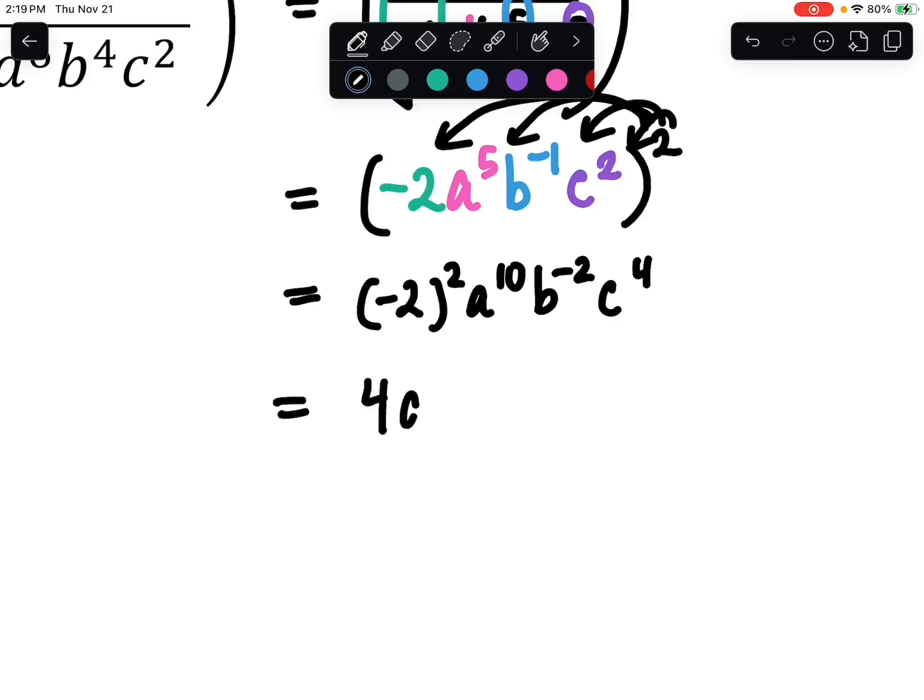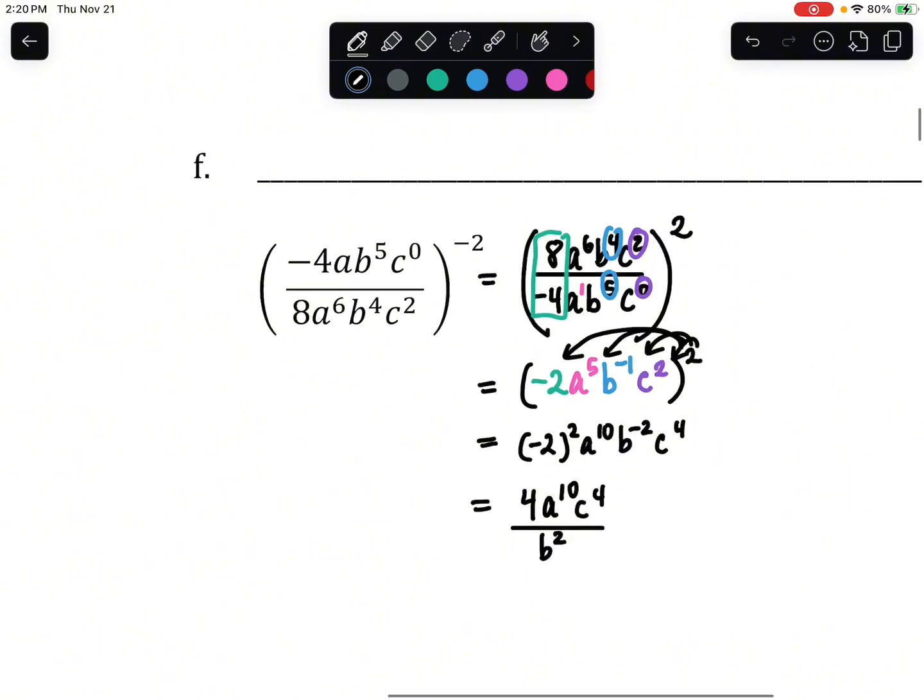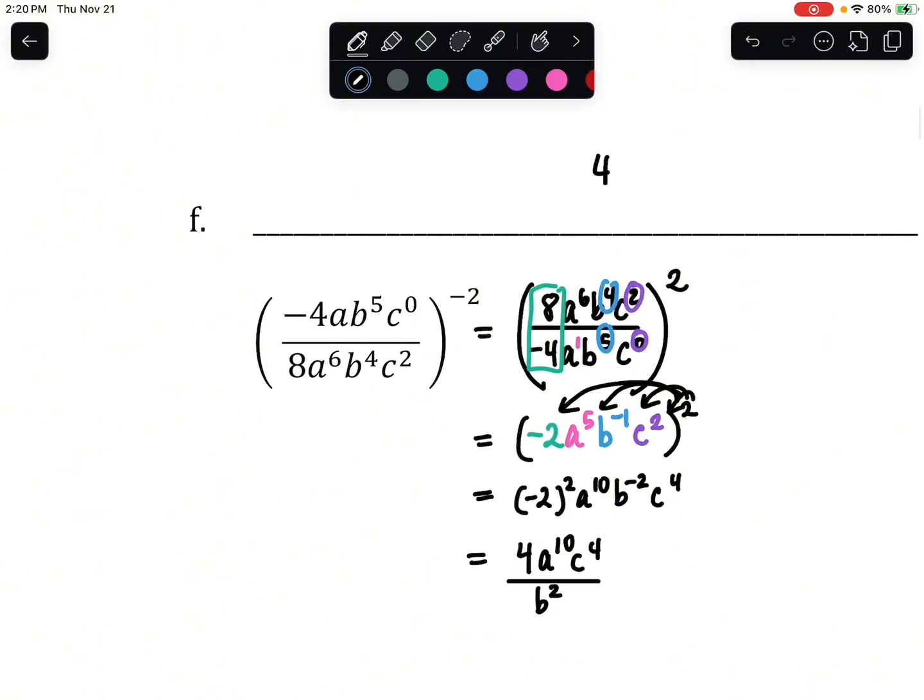And so for my final answer, I would have 4a to the 10th, and this is when I would add the fraction bar, put b squared on bottom, and then c to the 4th on top. And so your final simplified answer would have a 4a to the 10th, c to the 4th on top, all over a b squared.